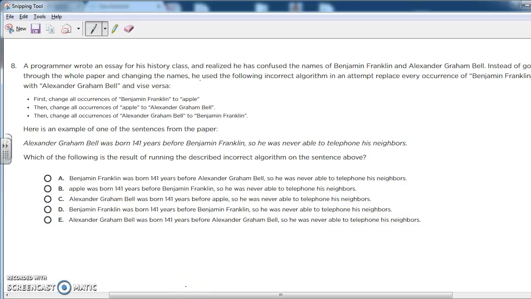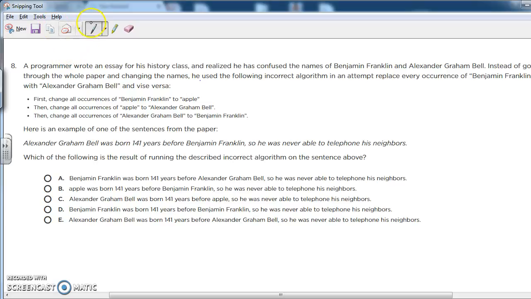Alright, let's look at question number 8. Question number 8 says a programmer wrote an essay for history class and realized he had confused the names of Benjamin Franklin and Alexander Graham Bell. Instead of going through the whole paper and changing the names, he used the following incorrect algorithm in an attempt to replace every occurrence of Benjamin Franklin with Alexander Graham Bell and vice versa.